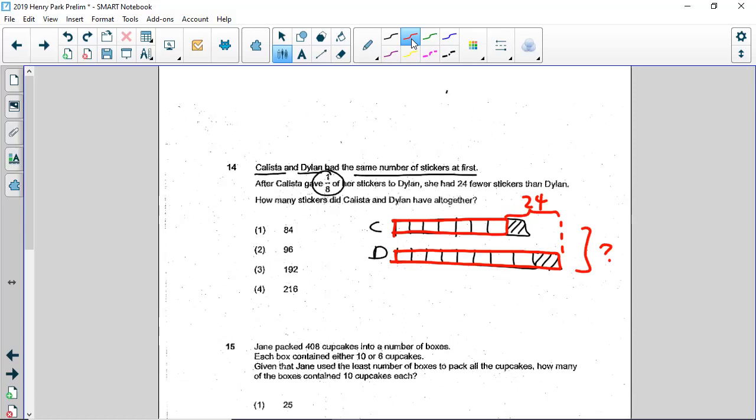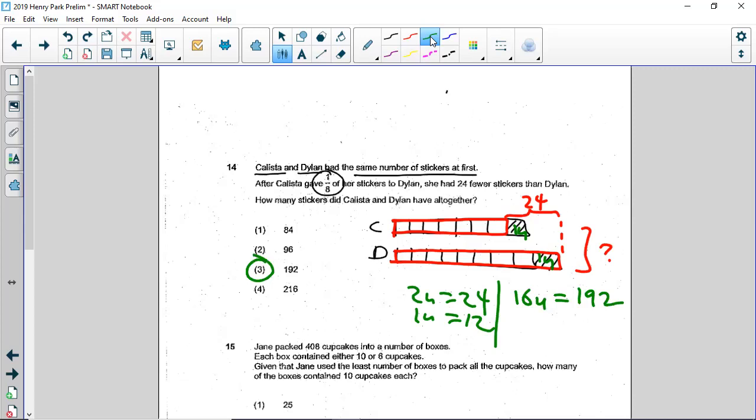So when there's a transfer, the total is unchanged. You look at the model, you have 2 units, right? So 2 units will be 24, 1 unit will be 12. So how many units do they have altogether? Then you start counting: 8 times 2, they have altogether 16 units. So 12 times 16. Do your working, 12 times 16, you will get 192 stickers altogether. Answer number 3.